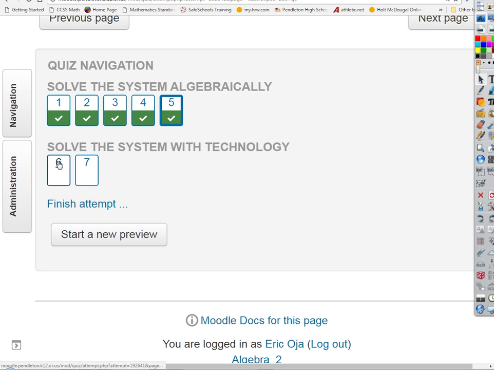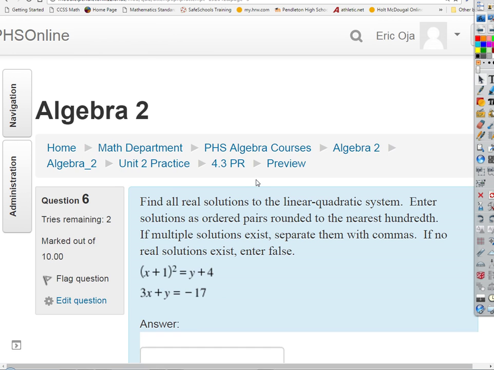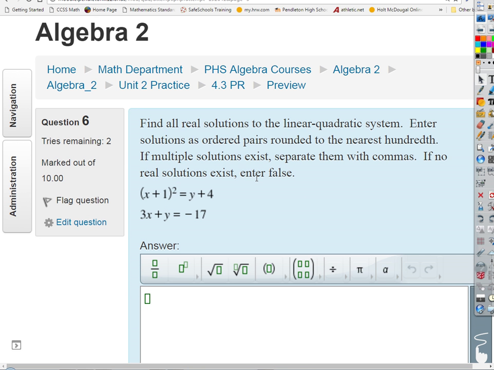Last two, solve the system with technology. This is the same kind of stuff we were doing in section 4.4. So all we're going to do here is solve for y, put it into the calculator, and graph these two functions and see where they intersect.